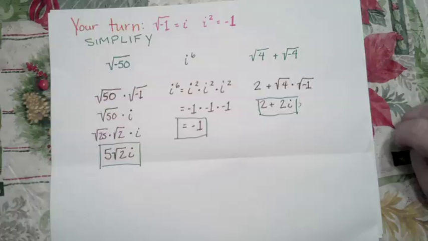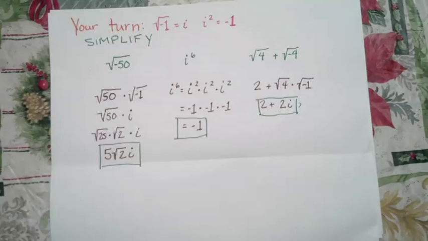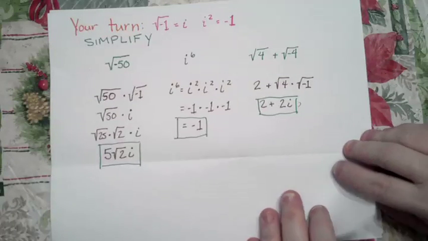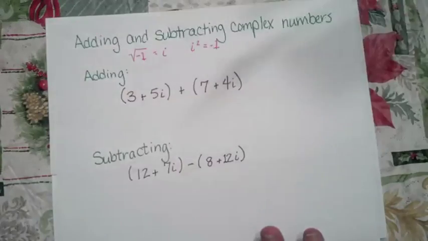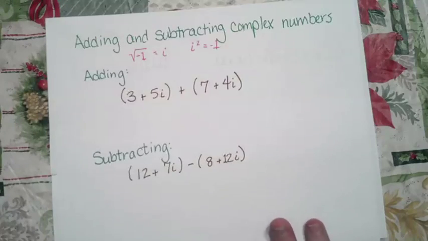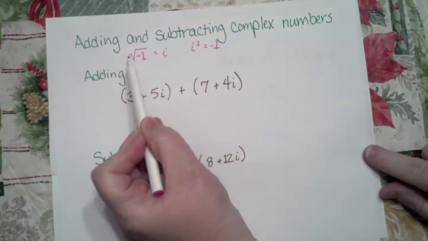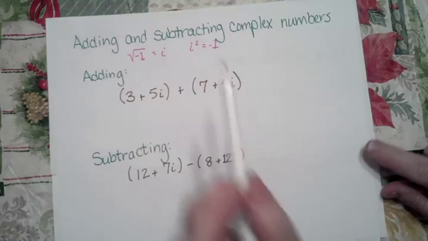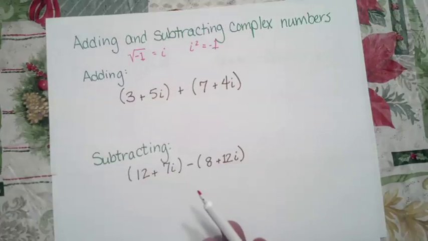All right, that is simplifying complex numbers. But we still need to learn how to do a few basic operations. The first basic operation is adding and subtracting. Now, just like before, I'm going to keep our little properties up here, that the square root of -1 equals i, and i squared equals -1. We're not going to use that so much here, but we still want to keep that in our mind, okay?